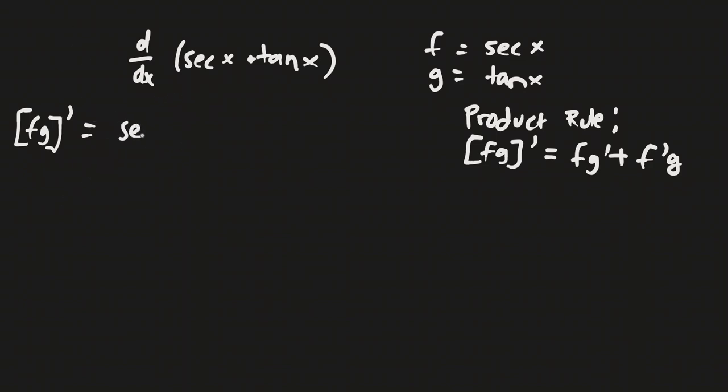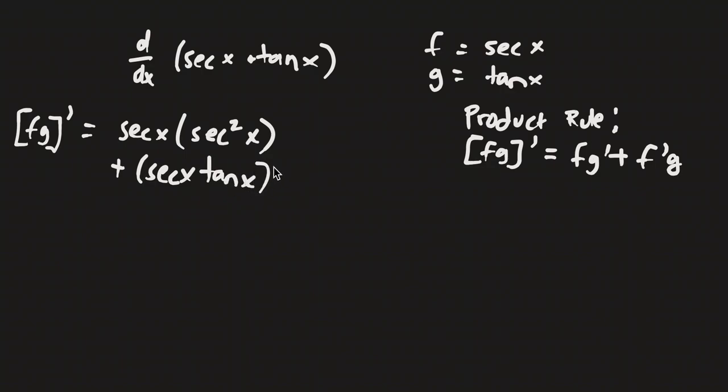So f is going to equal secant x, multiplied by g prime, which is the derivative of tangent x, which we know from the rules is secant squared x. And then we're going to add this to f prime, which is the derivative of secant x, which is secant x tangent x. So plus secant x tangent x multiplied by g, which is just tangent x.